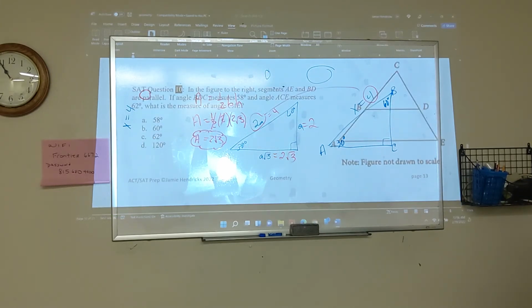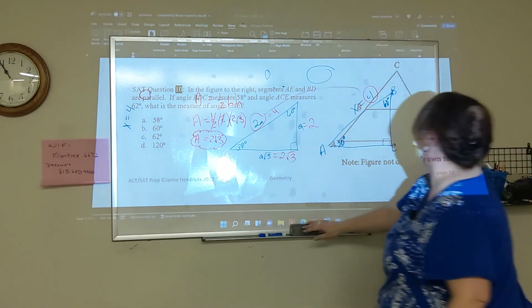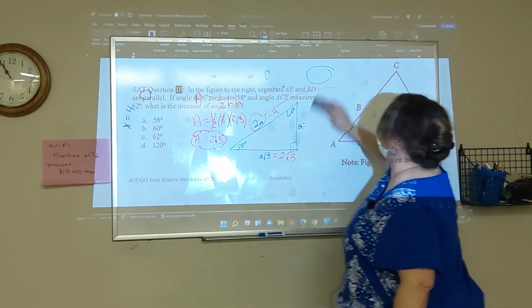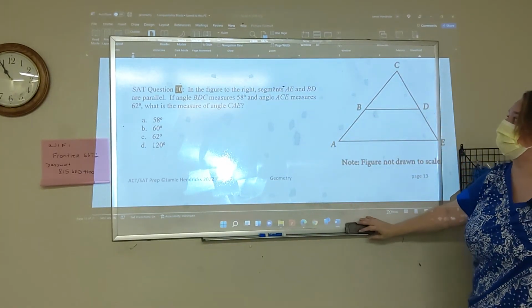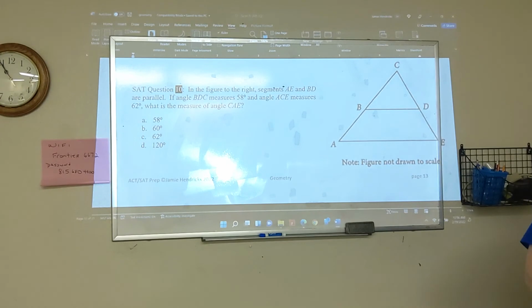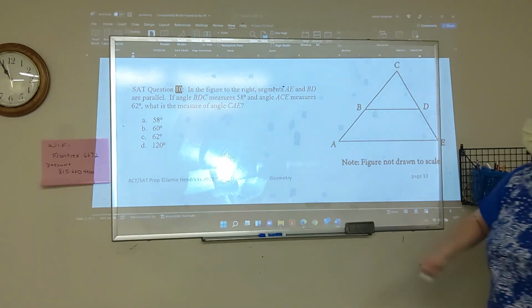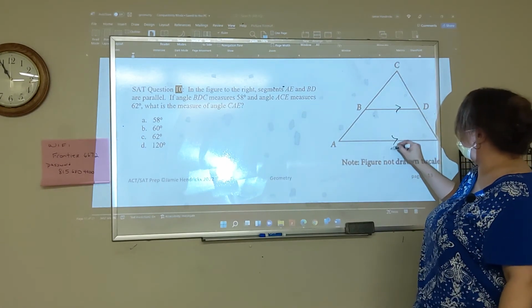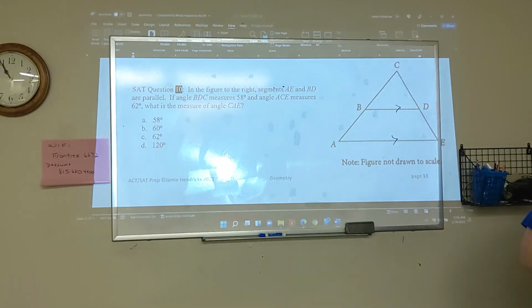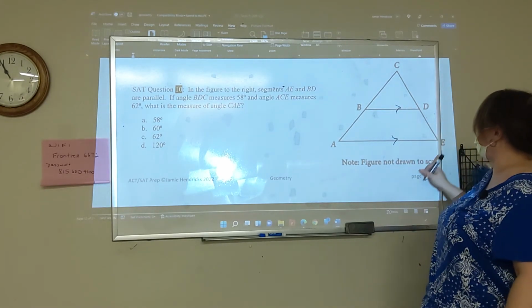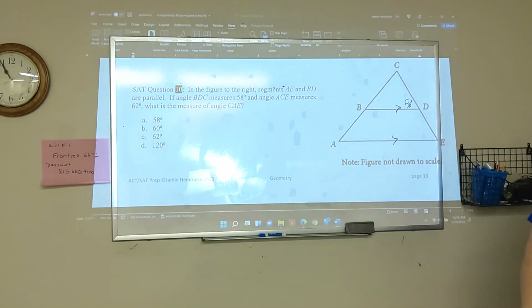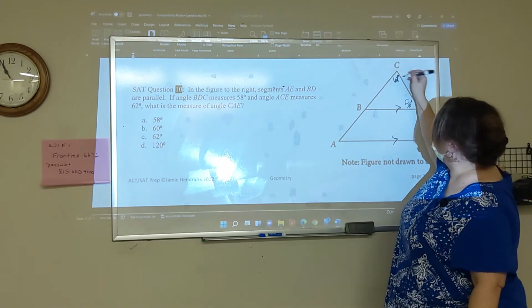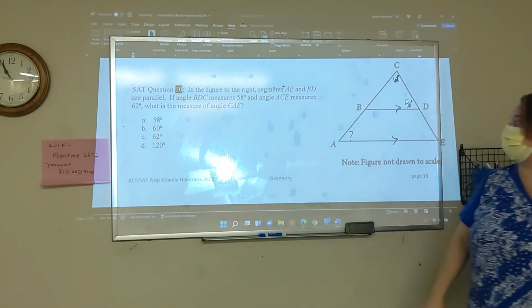Okay. SAT number 10. In the figure to the right, segments AE and BD are parallel. If BDC measures 58 degrees, BDC over here, 58 degrees, and ACE, the top, measures 62, what's CAE, bottom left?